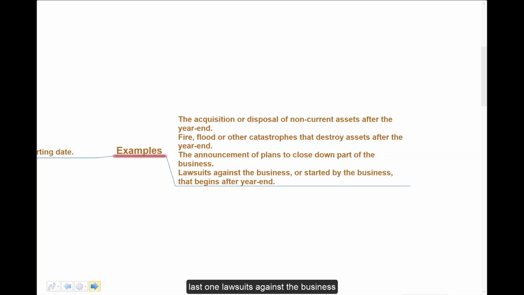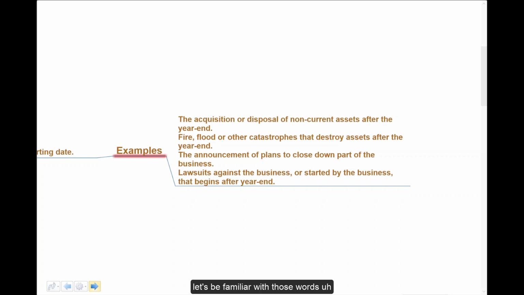Last one, lawsuits against the business, or started by the business, that begin after the year end. Not before, after. So again, we're not talking about some sort of issue or issues that arose by the reporting date. These are after the reporting date, i.e. after the year end. Okay, so in summary, two sides to the coin.